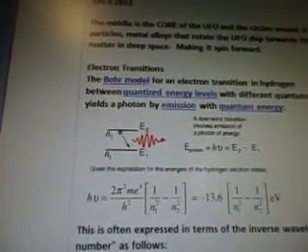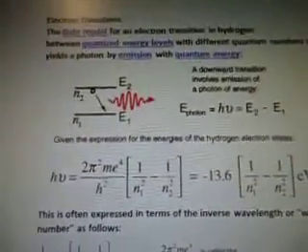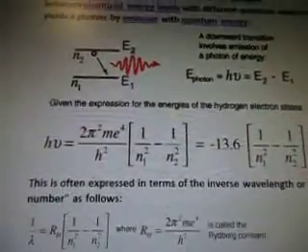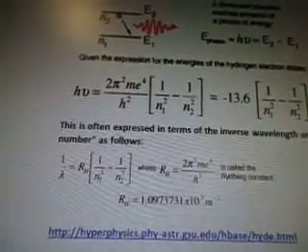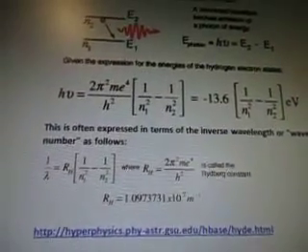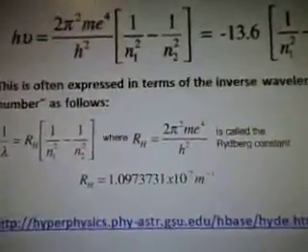Okay, so electron transitions. The Bohr model for an electron transition in hydrogen between quantized energy levels with different quantum numbers, n, yields a photon by emission with quantum energy. So I got this here. A downward transition involves emission of a photon of energy. Given the expression for the energies of hydrogen electron states, this is often expressed in terms of the inverse wavelength or wave number as follows. Here's the other. It's called the Rydberg constant.